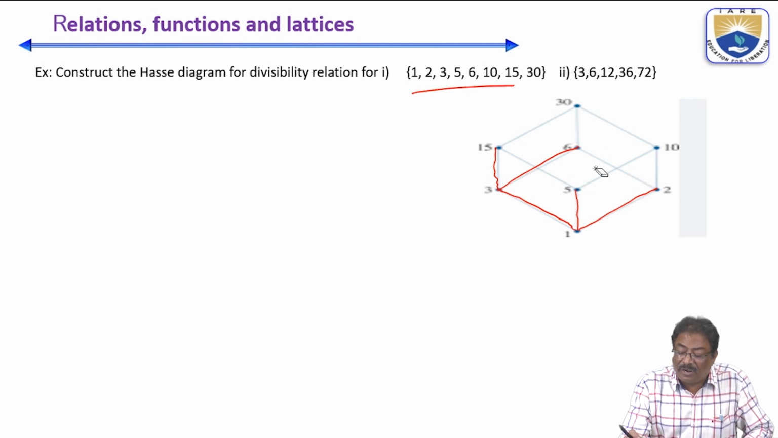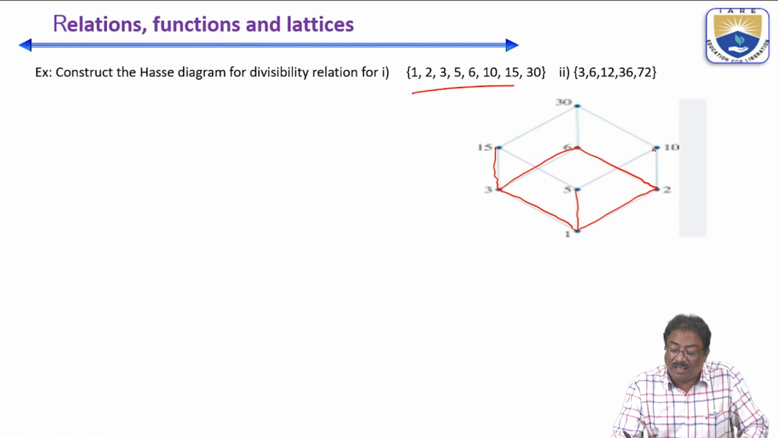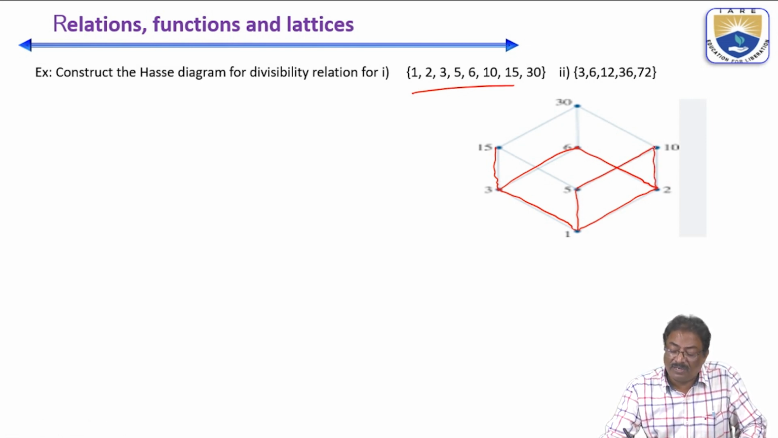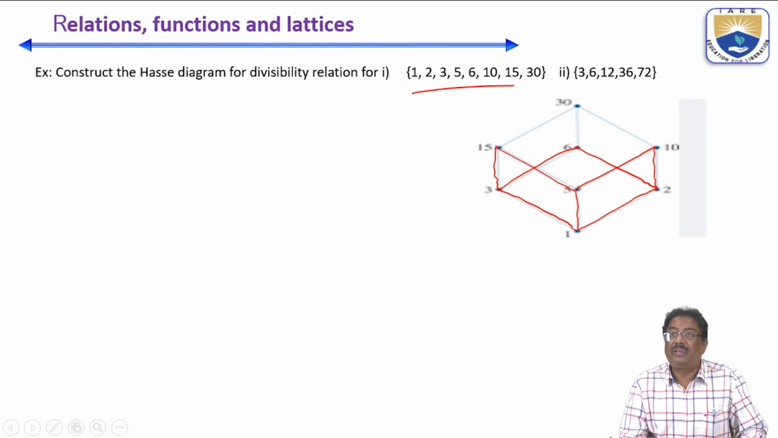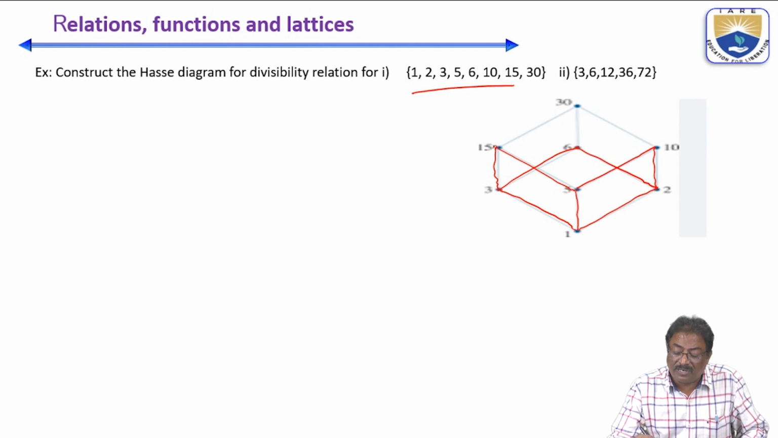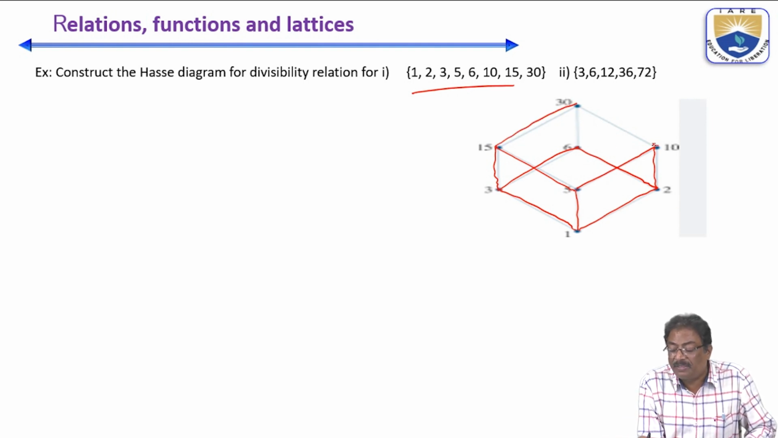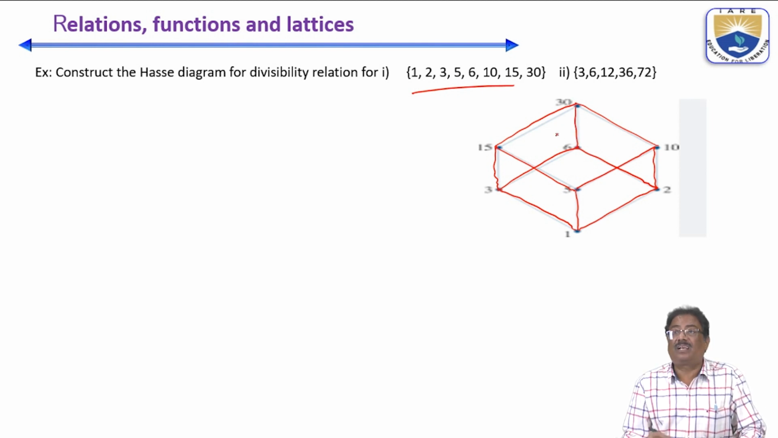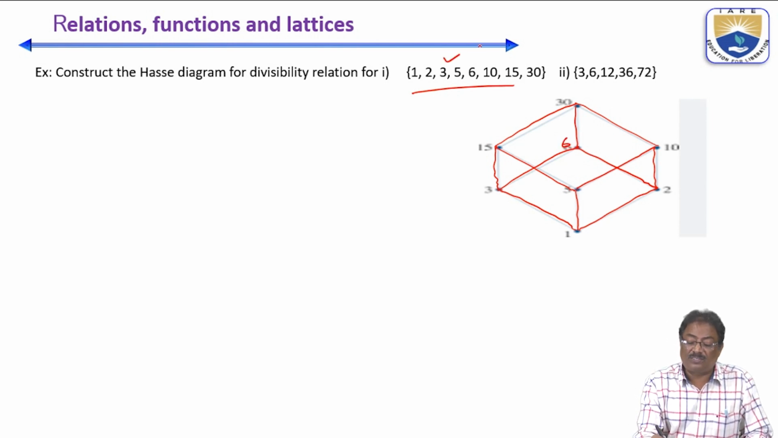And 2 divides 10 also. Now coming to 5, 5 divides 10, and 5 divides 15. Whereas 15, if you are going to consider, 15 divides 30, and the next 10 divides 30, and of course 6 also divides 30. So this is the Hasse diagram for the first one.